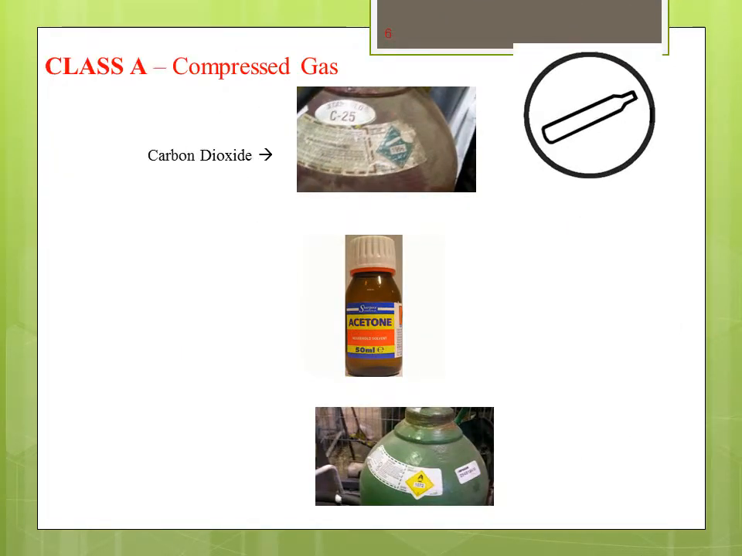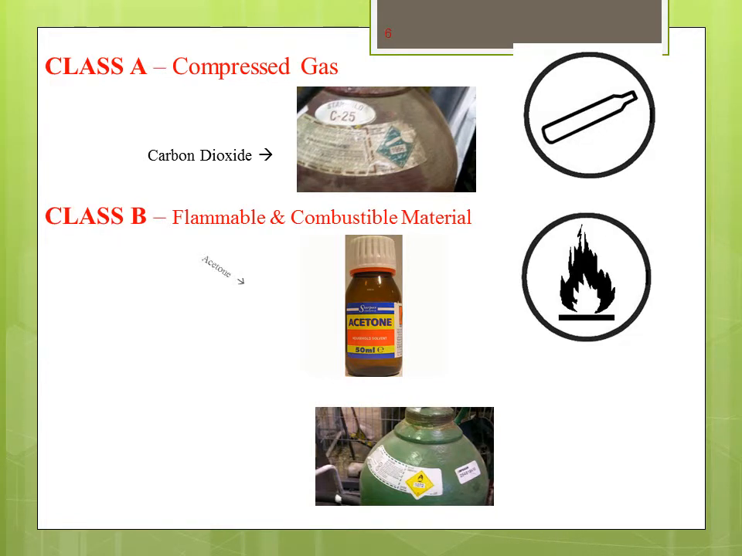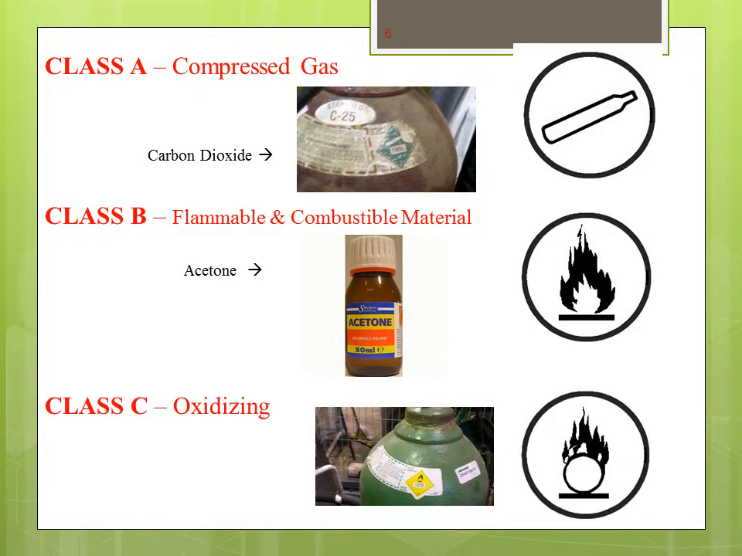Class A, compressed gas. This is a substance at room temperature that is in a gaseous state and kept under pressure. Class B, flammable and combustible material. This is a solid, liquid, or gas that will ignite and continue to burn when exposed to a flame. Class C, oxidizing material, a substance that will promote another to burn.